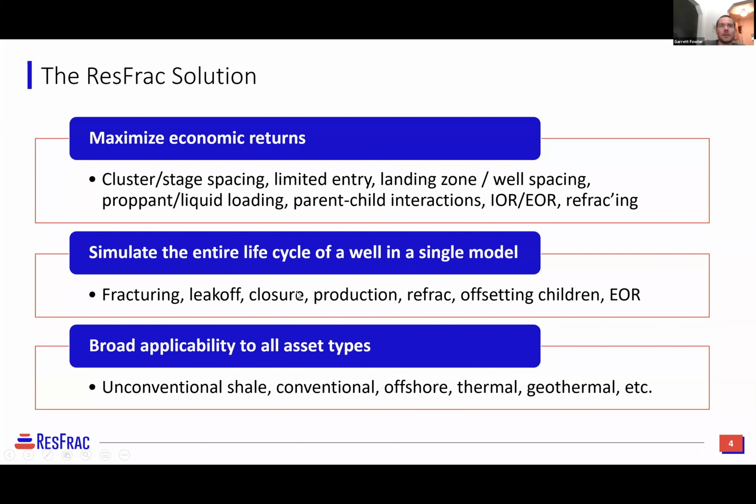The key to doing so is being able to simulate the entire life cycle of a well in a single model. And so ResFrac models that entire process from fracturing through leakoff, closure, production, and any subsequent actions like refracking or an offsetting well being drilled or EOR. And as a fully physics-based simulator, it's applicable to a broad range of assets, although most of what we'll talk about today, as well as most of the work that we do, is focused on unconventional shales.